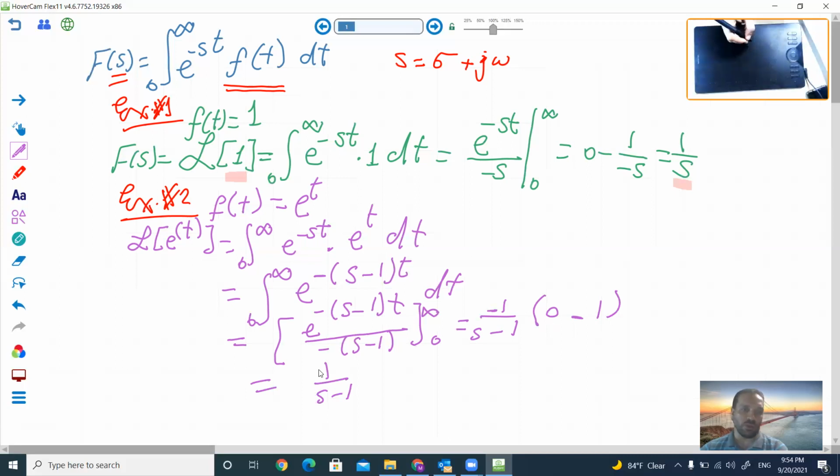So from now on, if you have f of t in this form, e to the power t, and you are asked to get its Laplace transform, you will directly put this expression, 1 over s minus 1. So let's go on and have more examples.